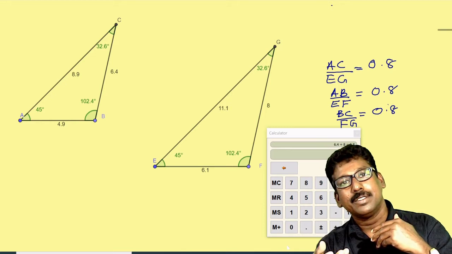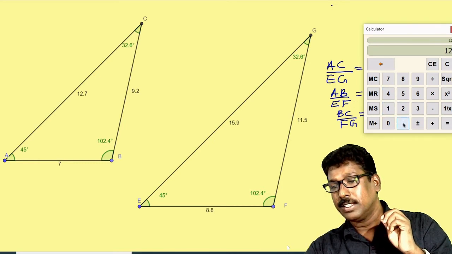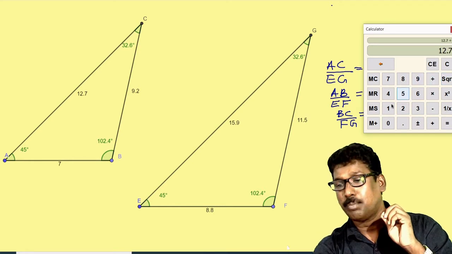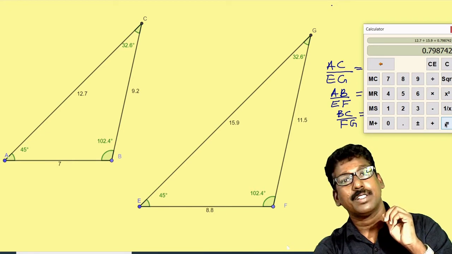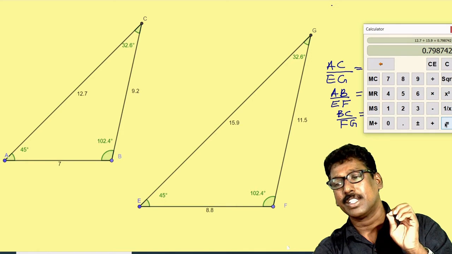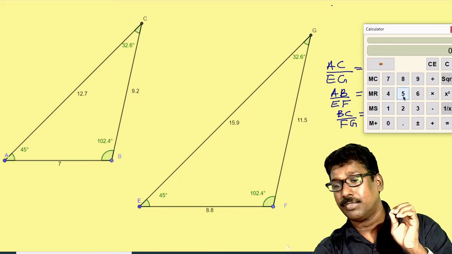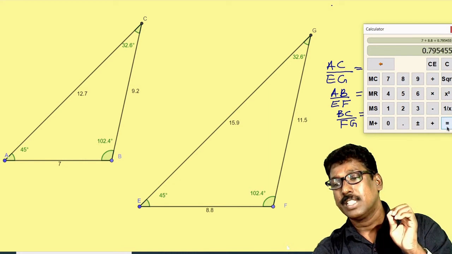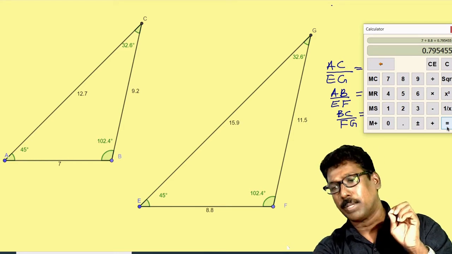Now let me take another case. What is AC by EG? That is 12.7 divided by 15.9. It will be 0.798, correct to three places of decimal. It is 0.80, which is 0.8. Let me check AB by EF. AB by EF is equal to 7 divided by 8.8. You will get 0.79. That is also equal to 0.8 correct to one place of decimal.